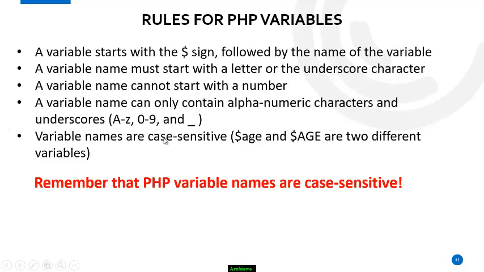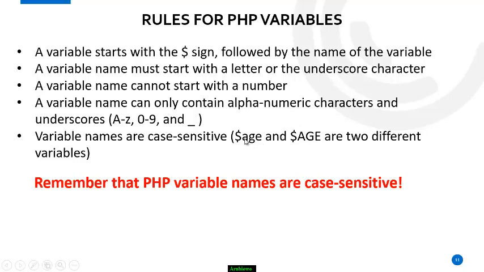Variable names are case sensitive. I think we discussed that in our previous class. Variable names are case sensitive. For example, age in lower case and age in capital letters are two different variable names. This age that is here and this age that is here, they are different. Those are the rules for PHP.